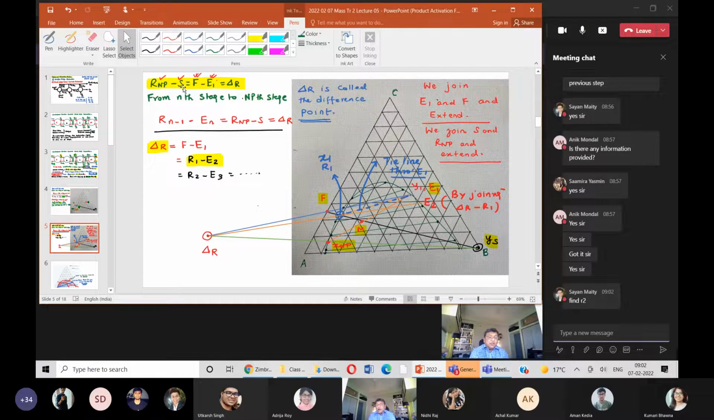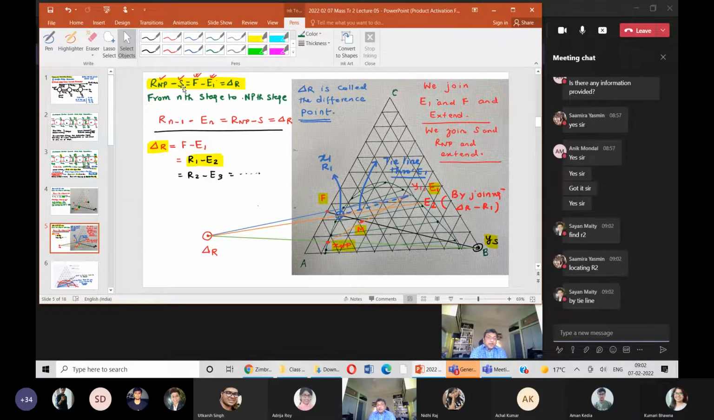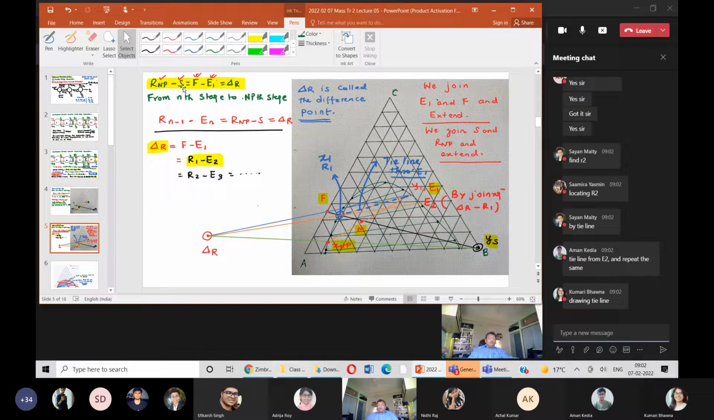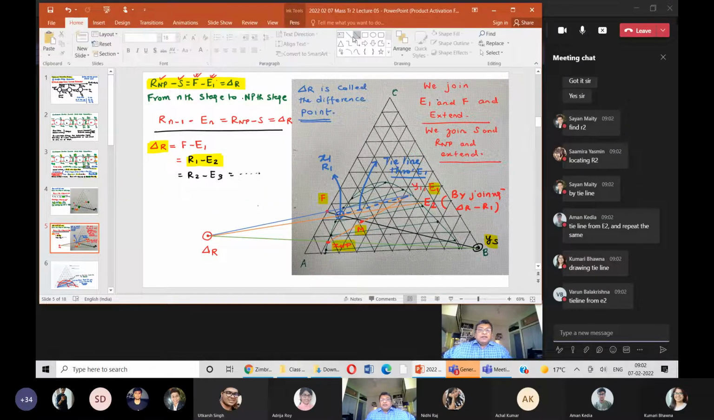Find R2. How? Locating R2, Samira, how? So why don't you say tie line from E2? Correct. You now draw a tie line from E2. So Bhavna and all others like Samira, Shayan, why are you giving a half-hearted answer? Just next thing is to draw the tie line from E2, right? Draw the tie line from E2.